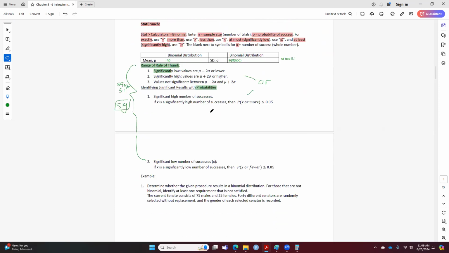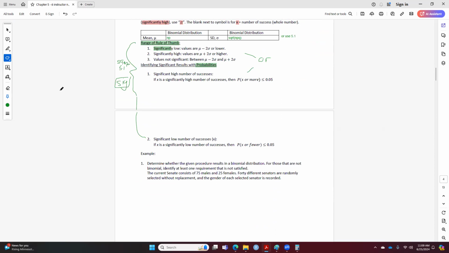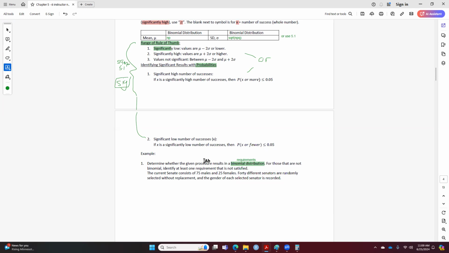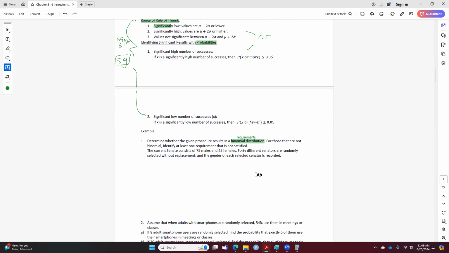All right, so question number 1. That question is asking us to determine whether the given procedure results in a binomial distribution. That means we have to check for the requirements. If the question is asking whether this procedure results in a binomial probability distribution, you have to check the requirements. For those that are not binomial, identify which requirement is not satisfied.